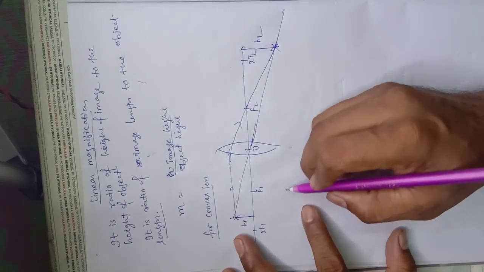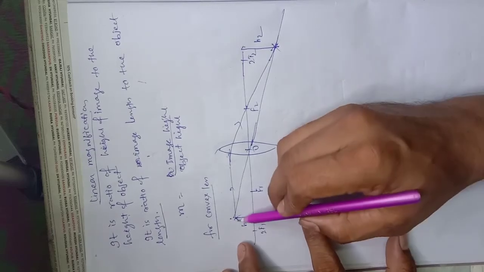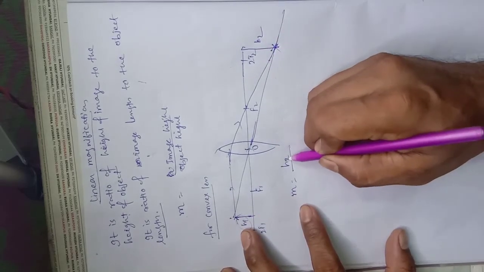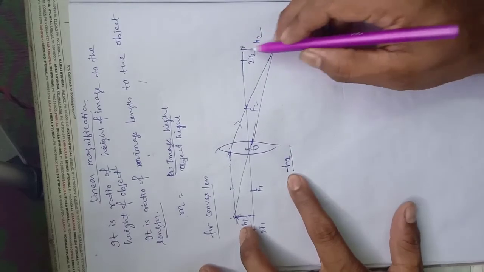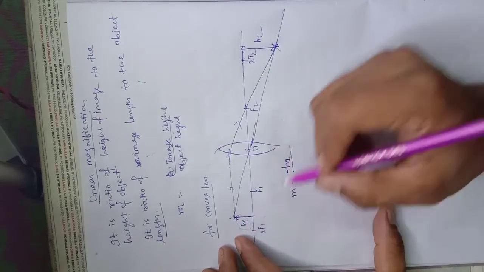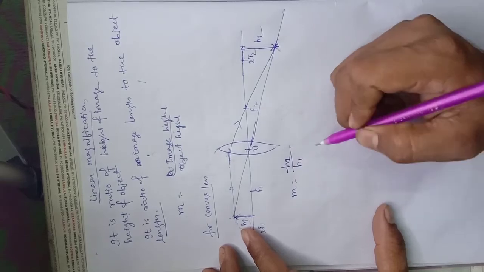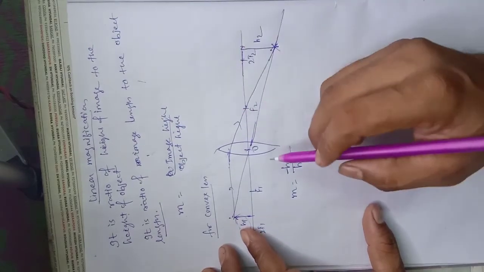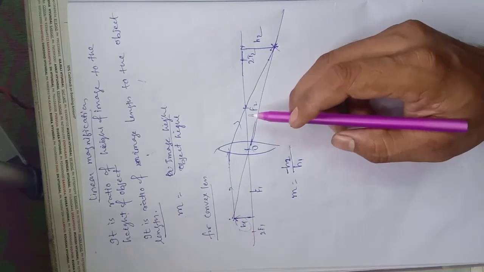So here, for the linear magnification M, what is the sign of the object height H1? It will be positive. What is the image height? It should be negative because it is below the principal axis. And what is the height of H1? Positive.